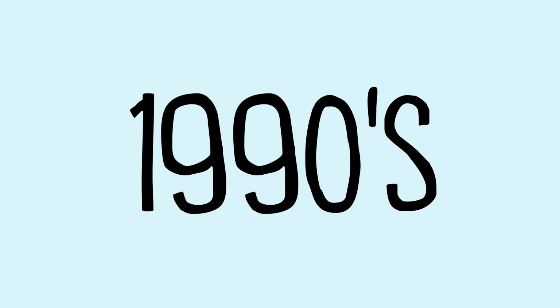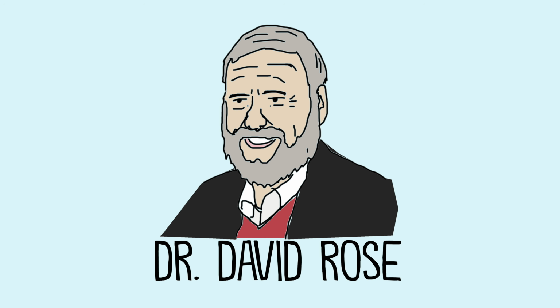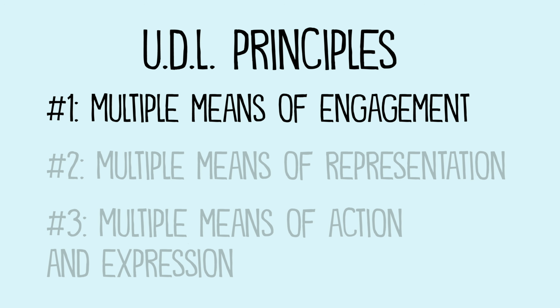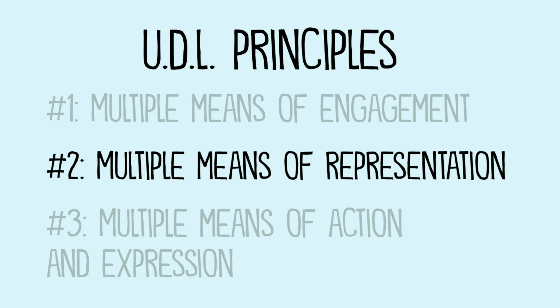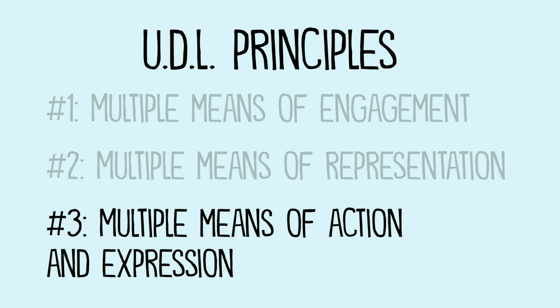In the 1990s, Dr. David Rose and the Center for Applied Special Technology, or CAST, articulated 3 UDL principles. Number 1, multiple means of engagement, which focuses on the affective networks, or the why of learning. Number 2, multiple means of representation, which focuses on the recognition network, or the what of learning. And number 3, multiple means of action and expression, which focuses on the strategic networks, or the how of learning.